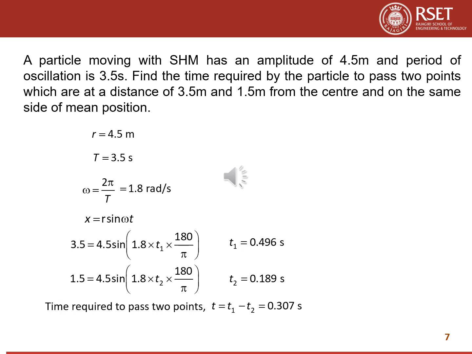Now here it is multiplied by 180 by pi because omega t should be in radians. Omega is in radians per second, time t is in seconds. So you will be getting omega t in radians. To convert it to degrees, we are multiplying it by 180 by pi. So from that equation, we can get the value of t1 as 0.496 seconds. Similarly, at 1.5 meters, we can get the time t2 as 0.189 seconds. So time required to pass 2 points is the difference between these two, that is 0.307 seconds.